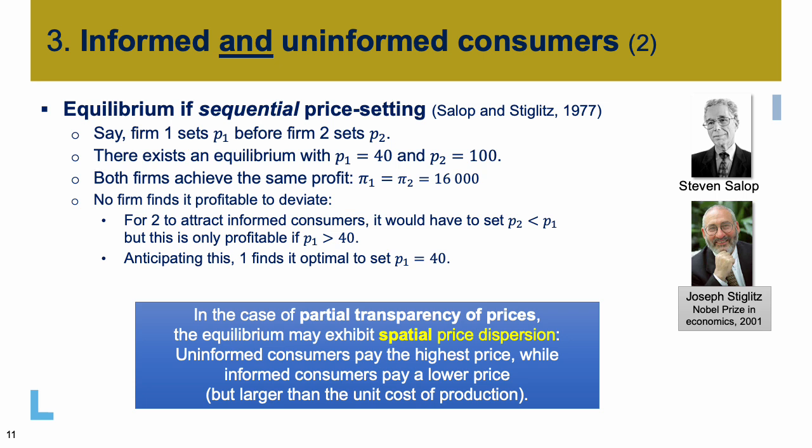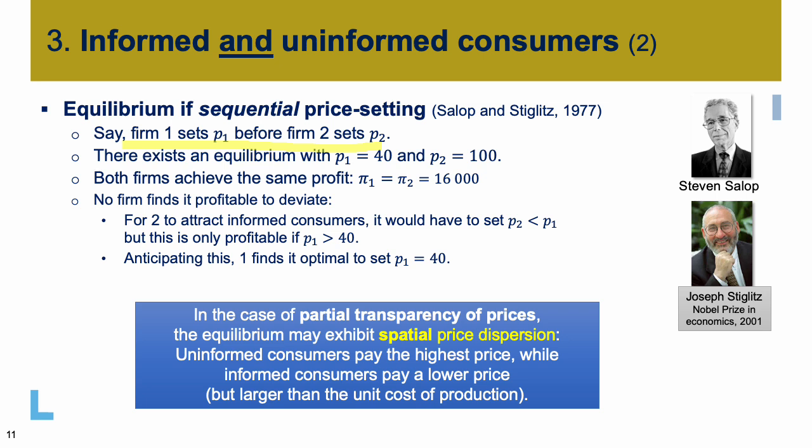Okay, so we've just seen that firms want to go down the stairs, but at some point they want to go up with the elevator. How do these two forces balance one another? Well, one way to think about this is to assume that the two firms set prices in a sequence. Say that firm 1 sets P1 before firm 2 sets P2.